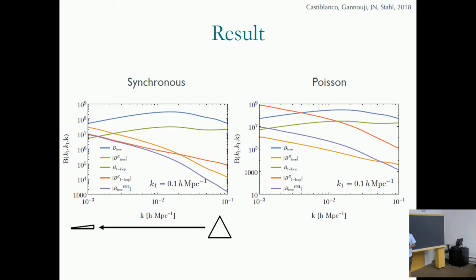Yeah, the problem is that it's difficult to generate that. So that's what I did with Tony Riotto and Azadeh Moradinezhad in 2015. But that's rigorously only valid when the long mode is super horizon, right? Because as soon as it becomes sub-horizon, curvature effects start becoming important. So then you don't know. I mean, you can guesstimate, but.